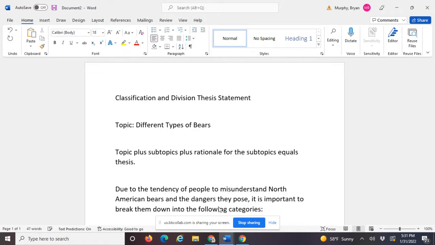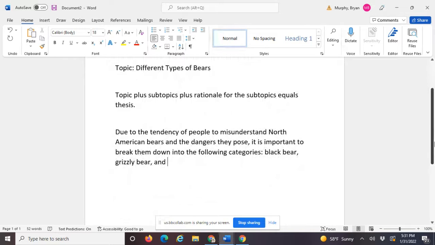All right. And then we have, we'll say, black bear, grizzly bear, and Kodiak bear. Black bears, grizzly bears, and Kodiak bears. We'll put the S on there. All right. So there we go. We've got it. We have our topic, our subtopic, and our rationale. And now we have a thesis, classification, division.